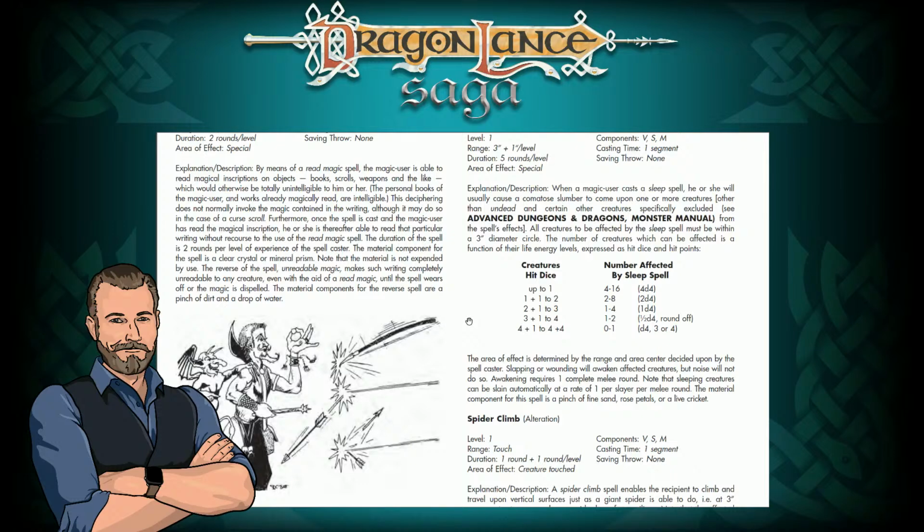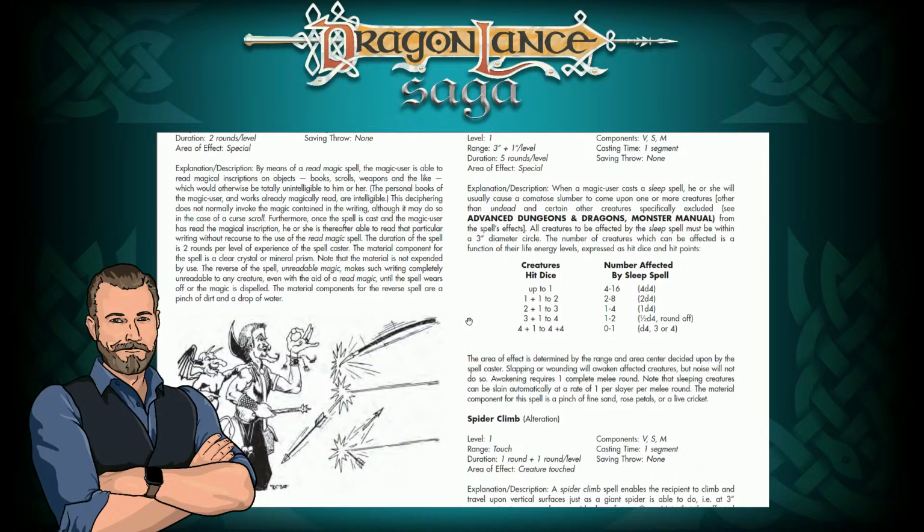This deciphering does not normally invoke a magic contained in the writing, although it may do so in the case of a curse scroll. Furthermore, once the spell is cast and the magic user has read the magical inscription, he or she is thereafter able to read that particular writing without recourse to the use of the read magic spell. The duration of the spell is two rounds per level of experience of the spellcaster. The material component for the spell is a clear crystal or mineral prism. Note that the material is not expended by use.